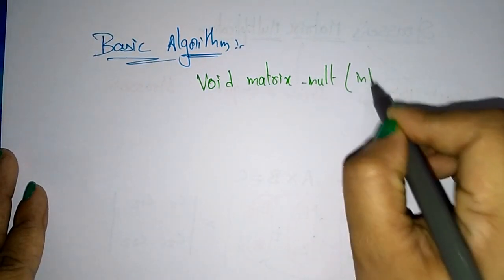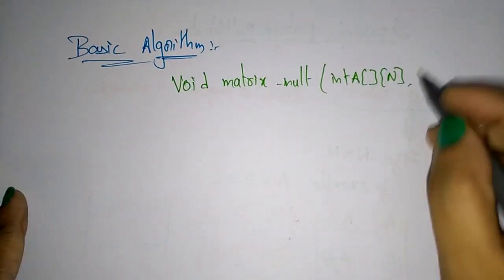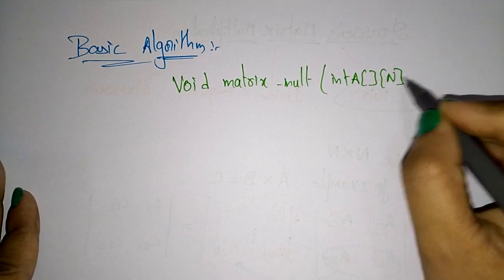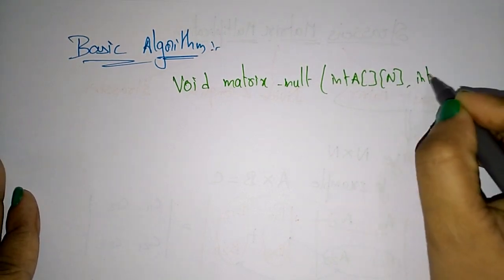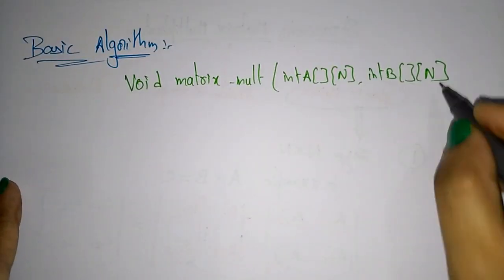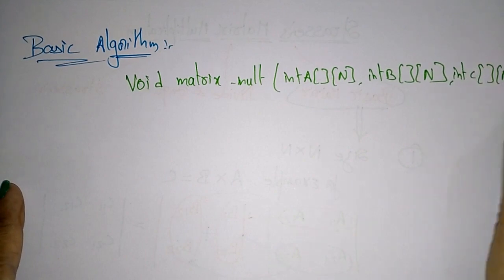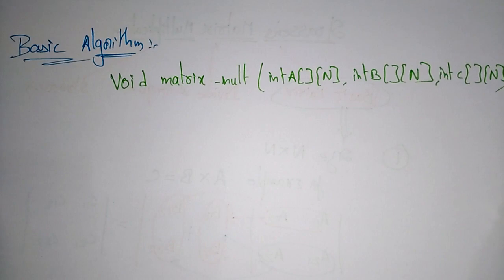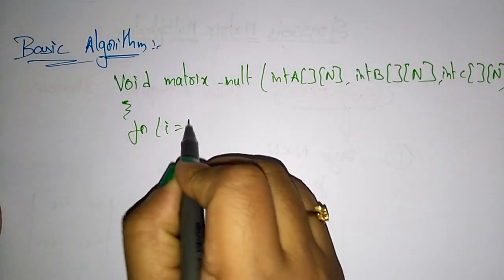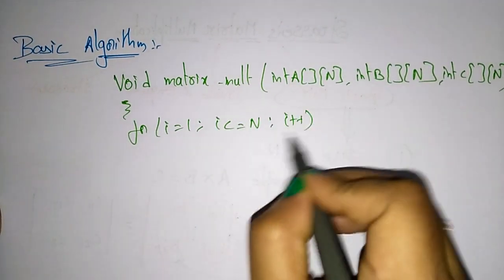Let's take int a array of size n. It's a 2 by 2 matrix, so n should be anything from 0 to n, the size. Int b array of n and int c array of n. Okay, so now enter the for loop. For i equal to 1, i less than or equal to n, i plus plus.